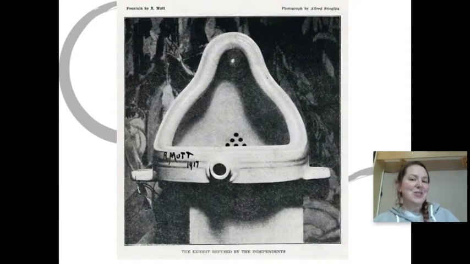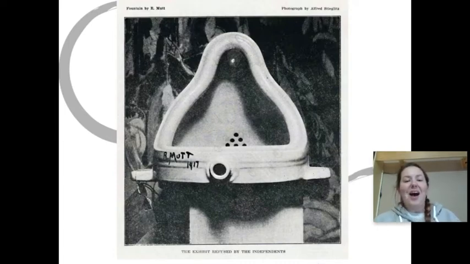Because he didn't use his real name, he got to see the actual reaction from his friends, the other board members, about this piece of artwork. And largely, it was not well accepted. In fact, the original urinal disappeared. Nobody knows what happened to it. Maybe it was destroyed, thrown away.